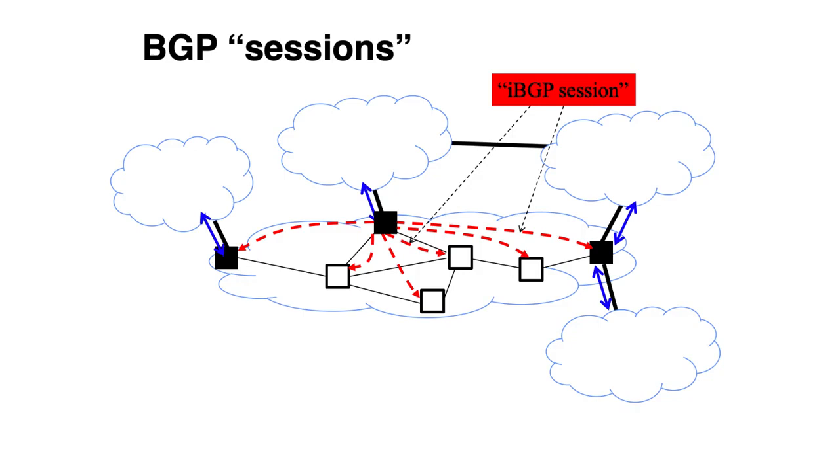Many people get confused between iBGP and IGP because when we look at the picture, an interior router is running an IGP protocol. It's also participating in this iBGP session. Important to remember, they're doing very different things. The IGP protocol, the intra-domain protocol, is establishing connectivity between all routers and hosts within that AS. The iBGP session is how an interior router knows how to reach destinations in a different domain.